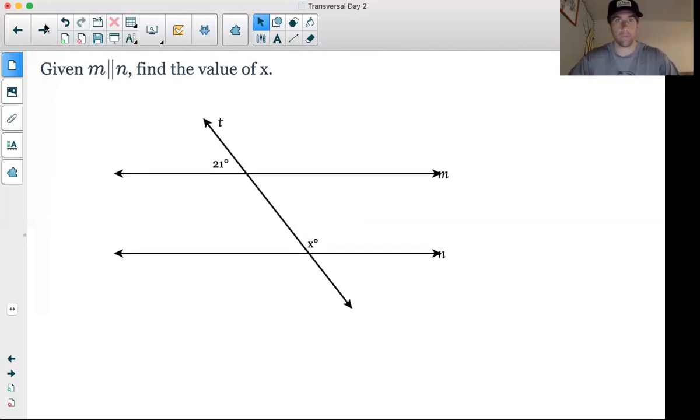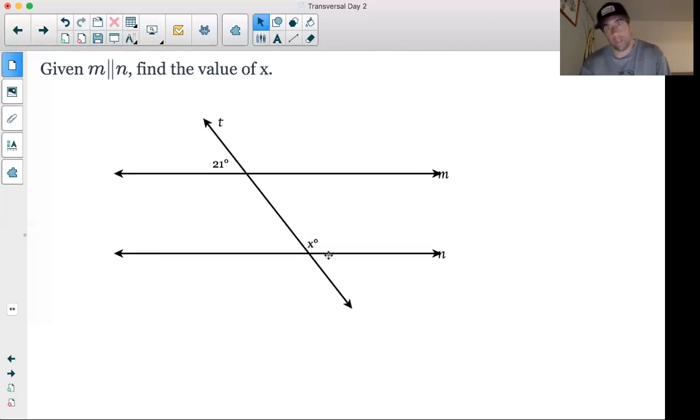Next one. Okay, here we go. This one I know you're going to look at and be like, bam, they're alternate, but remember, look at it very carefully. 21 is on the outside, exterior. X is on the inside. We haven't learned something about alternate interior, exterior, okay? So what do you do here?